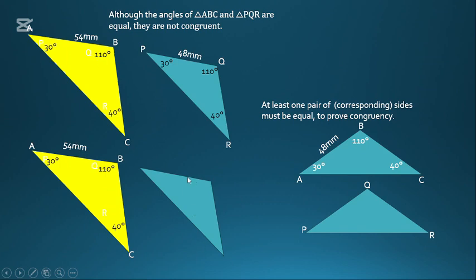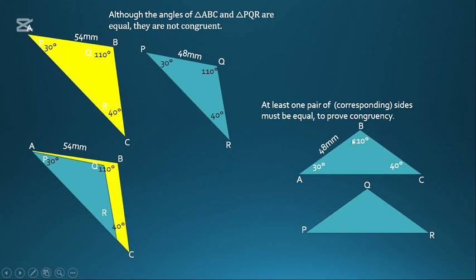Look at this. Here we have a copy of PQR. And there you can see they do not fit at all. They are not a match. PQ is much shorter than side AB, the same with QR. For that reason we say at least one pair of corresponding sides must be equal to prove congruency.